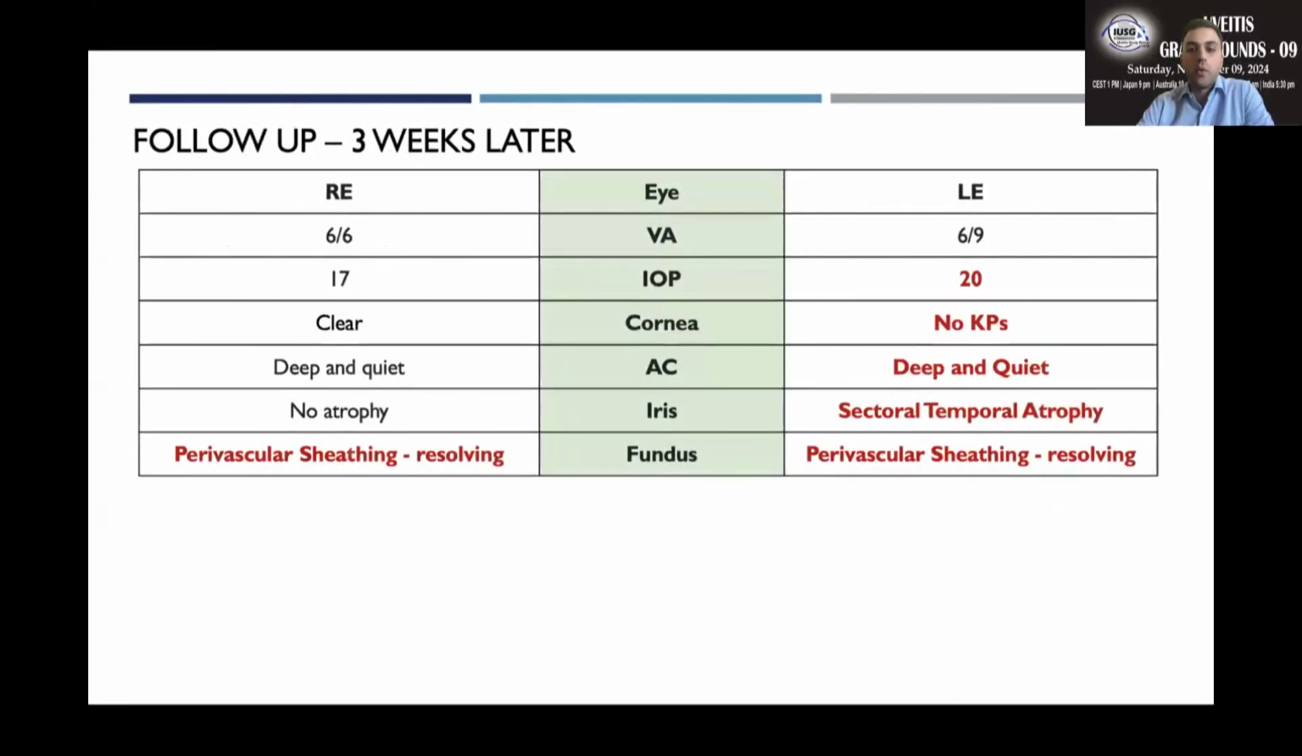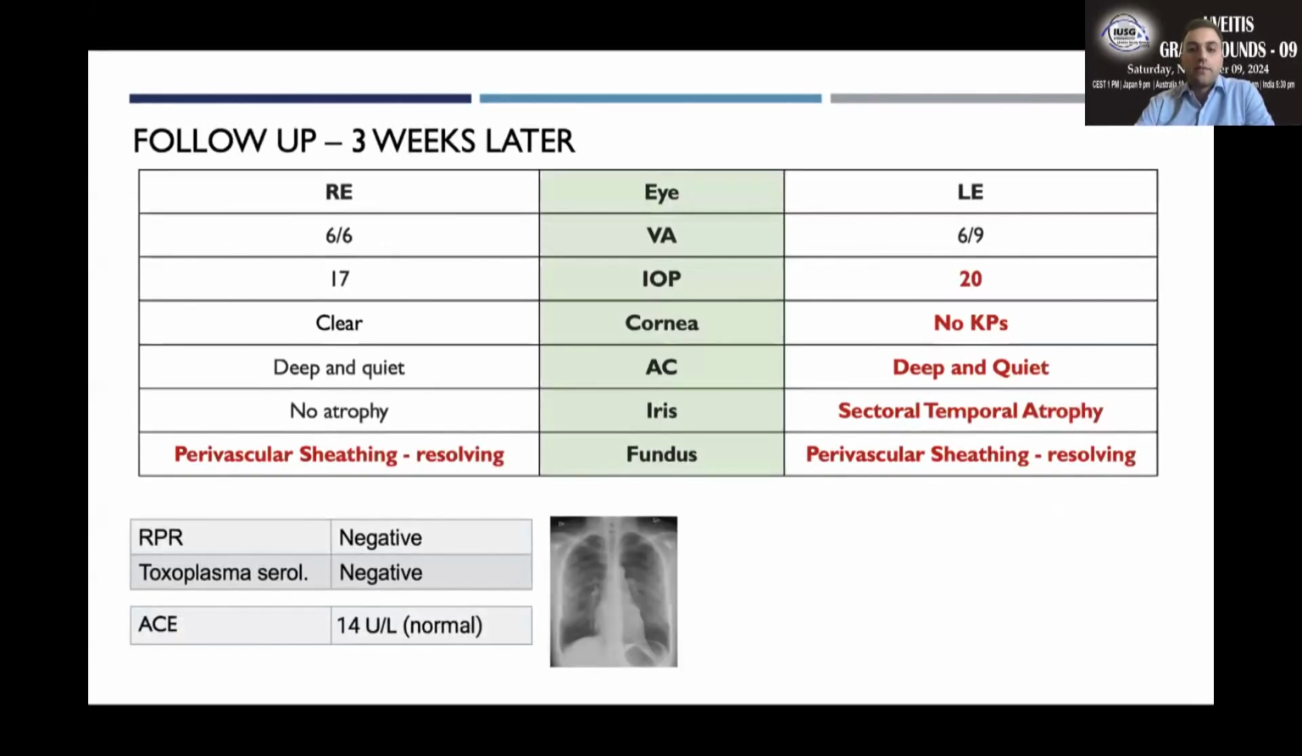During the follow-up exam 3 weeks later, the patient's visual acuity was preserved and the intraocular pressure was within normal limits. There was a total clearing of the KPs and anterior chamber reaction with resolving perivascular sheathing observed in both eyes. Serological tests for syphilis, toxoplasmosis, ACE levels, and a chest X-ray were all normal. However, the IgG test for HSV1 and VZV returned positive results, supporting our working diagnosis of herpetic panuveitis. The IgM antibodies were negative.